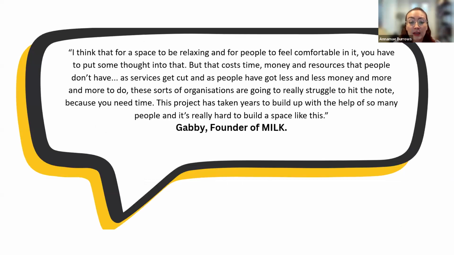So we have here Gabby, the founder of Milk, which is the community refugee space, which said, I think that for a space to be relaxing and for people to feel comfortable in it, you have to put some thought into that. But that costs time, money, and resources that people don't have. As services get cut and as people have got less and less money and more to do, these sorts of organisations are going to really struggle to hit the note because you need time.